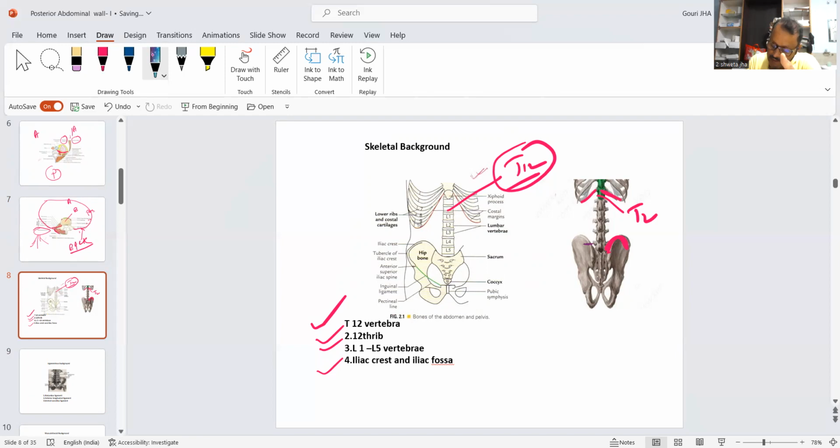This one is the iliac crest, and here we have got the iliac fossa. This region is known as the iliac fossa.